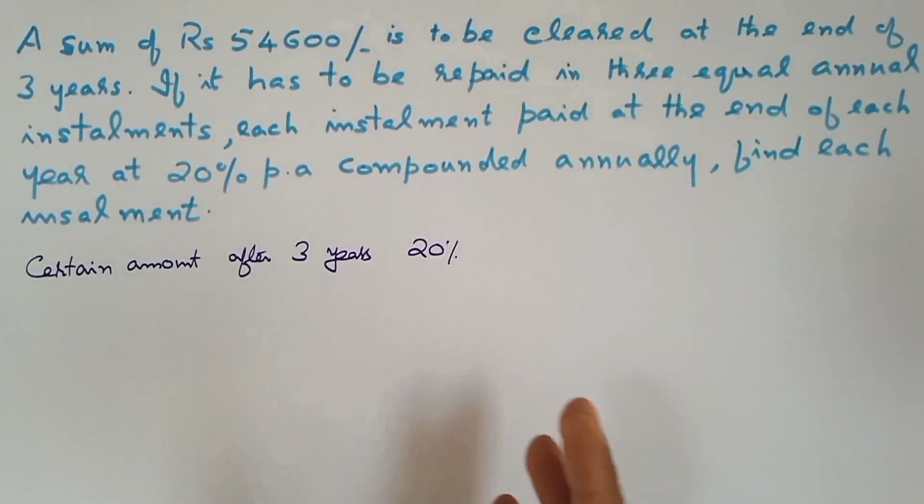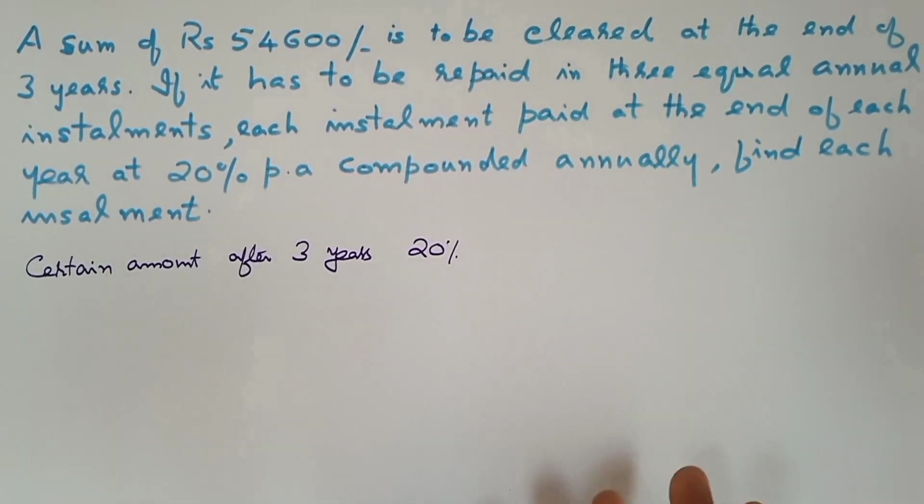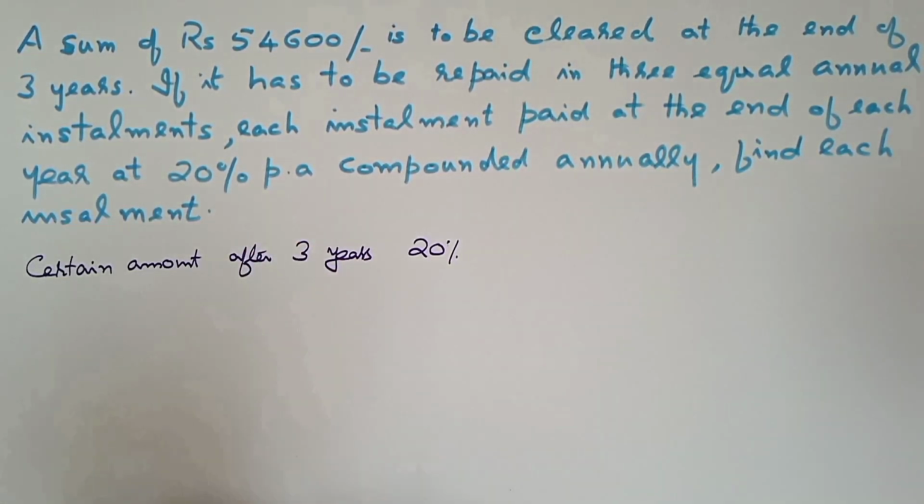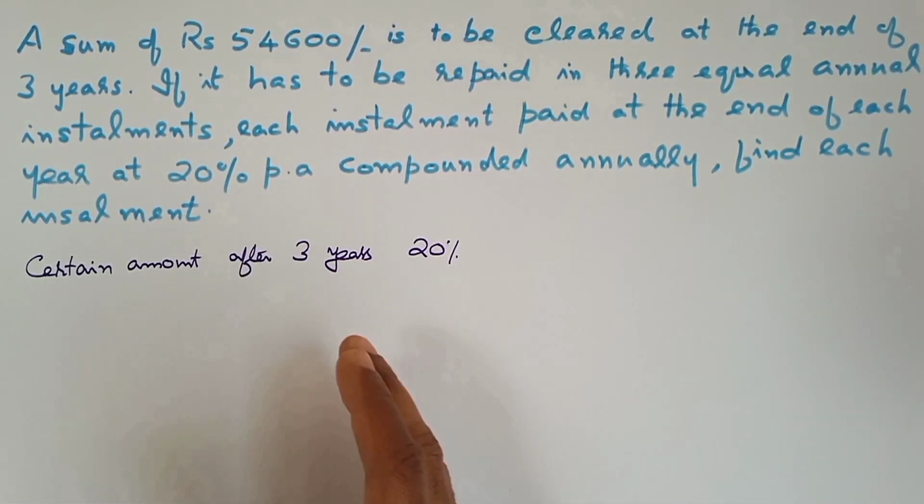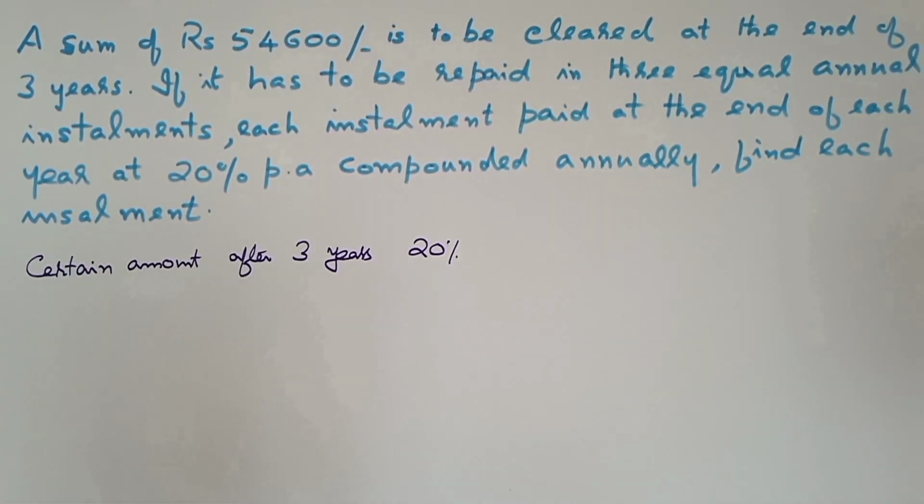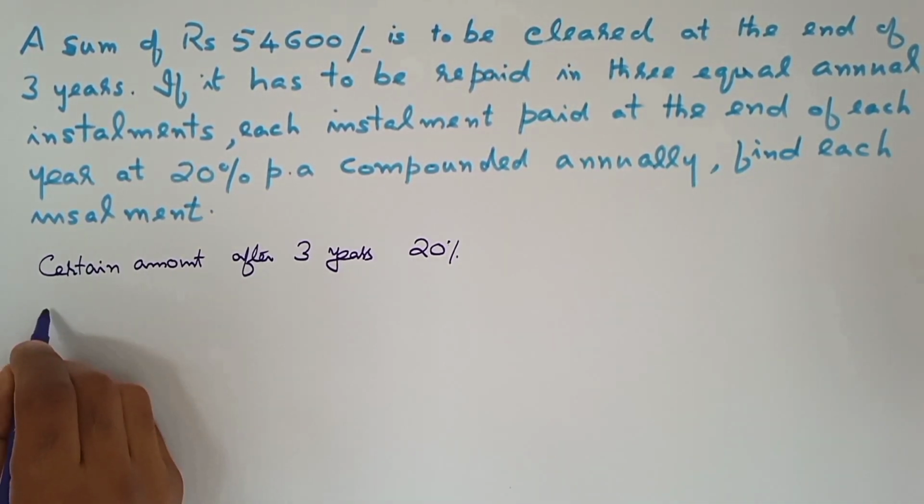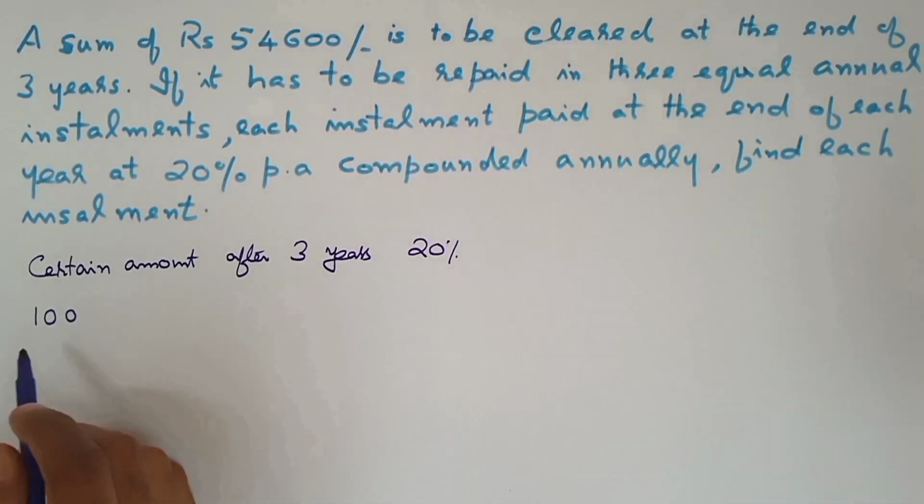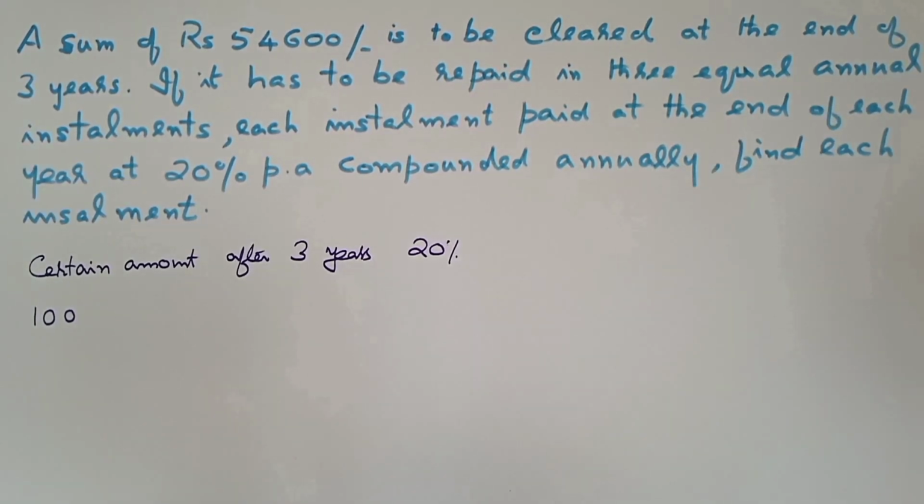Later on, as mutually agreed between you and your lender, you're making a change in the mode of repayment as 3 equal annual installments. Let the annual installments you're going to pay be 100 rupees, and each installment is paid at the end of each year. That means if the loan period is for 3 years, you will have to make 3 equal annual installments of 100 rupees. Can you guess how much money you will be clearing at the end of 3 years?